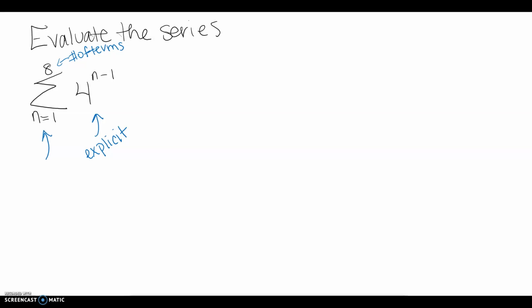So we are going to use the formula given in our notes, where the sum of n terms is the first term times 1 minus the ratio to the nth power, all over 1 minus r.